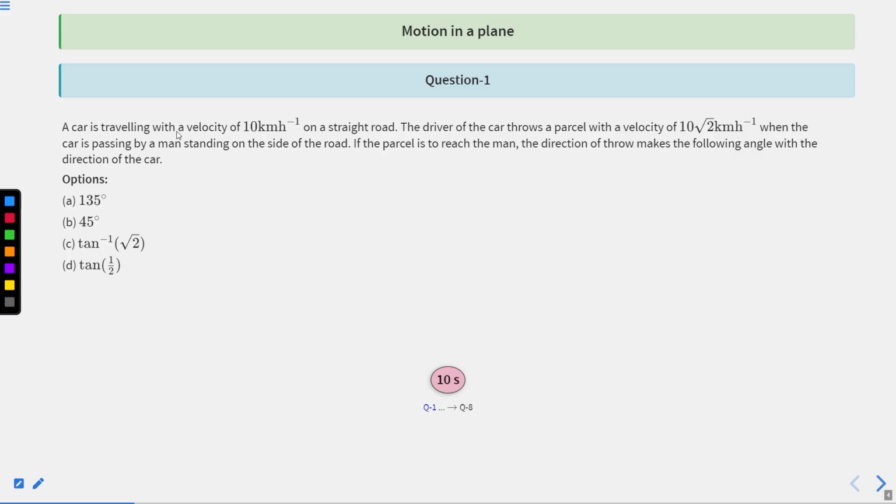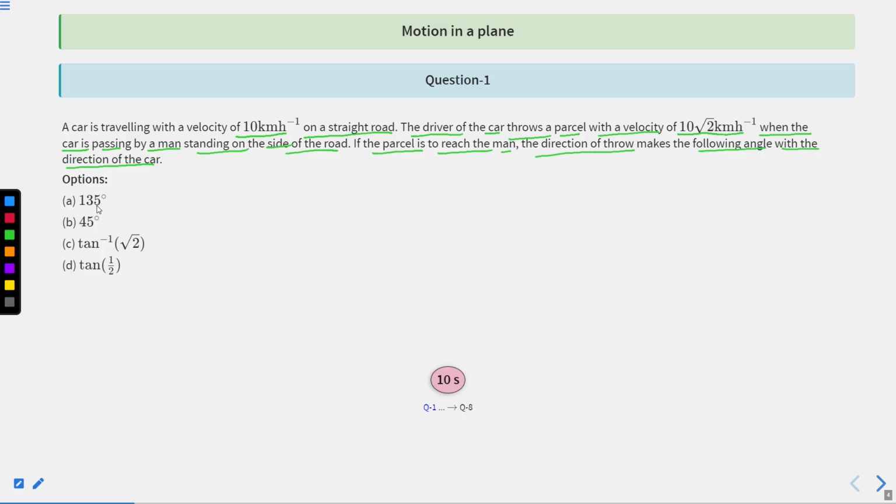A car is traveling with a velocity of 10 km per hour on a straight road. The driver of the car throws a parcel with a velocity of 10 root 2 km per hour when the car is passing by a man standing on the side of the road. If the parcel is to reach the man, the direction of throw makes the following angle with the direction of the car.